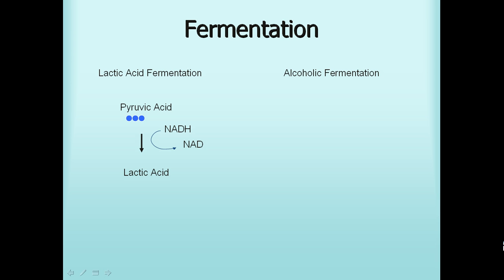In alcoholic fermentation, you start off with the pyruvic acid from glycolysis, and NADH donates a hydrogen and releases NAD, just like lactic acid fermentation. But in alcoholic fermentation, CO2 is also released, and it creates ethanol.